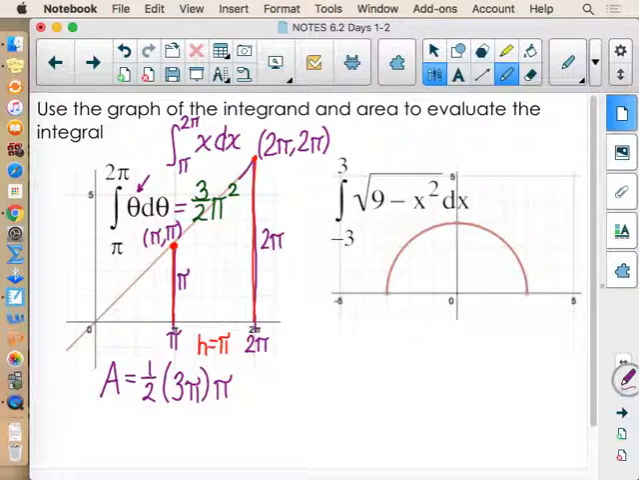The next one over is looking at a semicircle. I'd pause the video, see if you can interpret that area and get a good integral value, and then come back and see how you did.